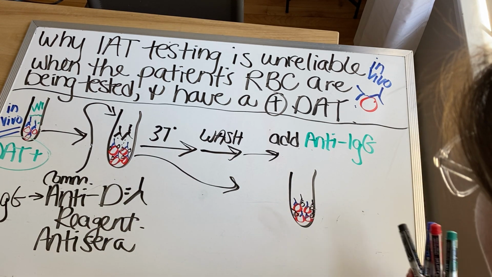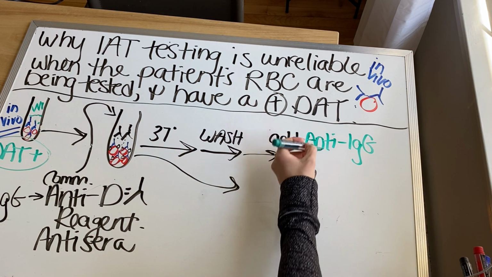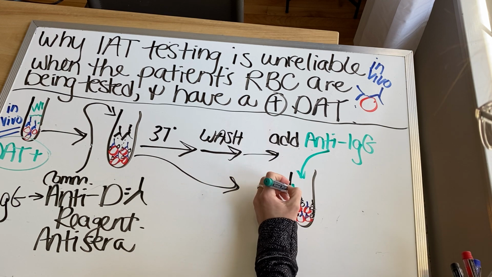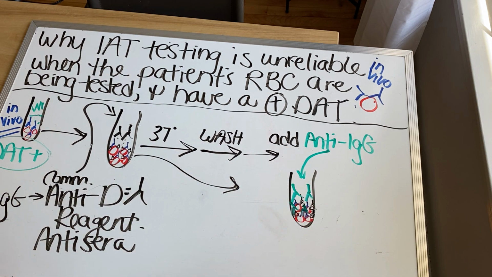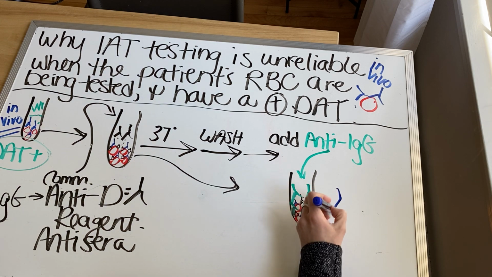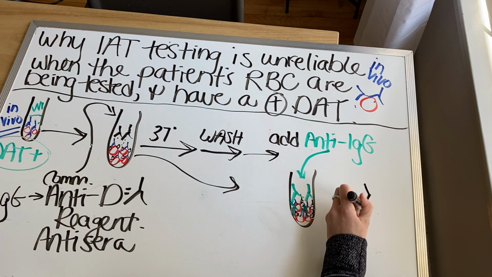So it did bind to the anti-D, but what's the step here? We have to add anti-IgG. Well, anti-IgG is going to bind to anything. It's going to bind to any and all IgG antibodies that are in that tube. Well, there's two kinds in there right now. We have the previously coating antibody, and we have the anti-D that we added.